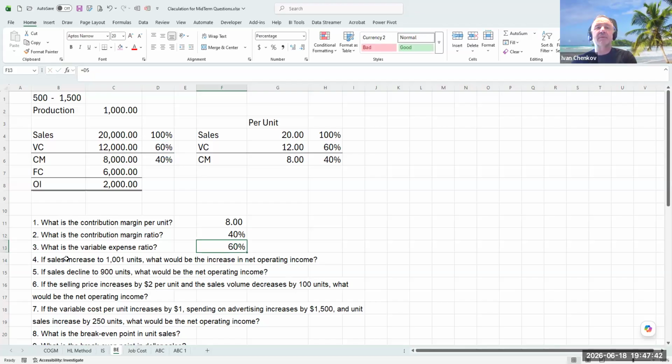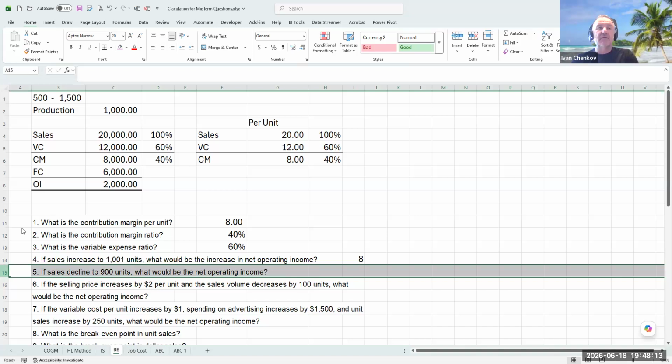What if the sales increase from the current 1,000? What's going to happen if I'm selling one extra unit? Well, the contribution margin of that extra unit is going to flow to the income. What would be the increase of the operating income? $8, which is exactly the contribution margin of the additional unit that we're selling. That's all. If the sales decline to 900, what will be the net operating income?